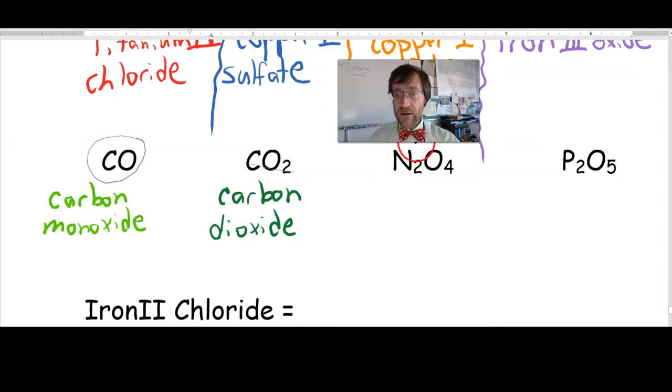So now we have 2 nitrogens. That's not 1 anymore. So again, using prefixes: mono, di, tri, tetra, penta, hexa, hepta, octa, nona, deca. I'll write out the prefixes if I have to. I don't expect you to memorize these, but I just want you to know that you should use them. So the prefix for 2 is di. So this will be dinitrogen.